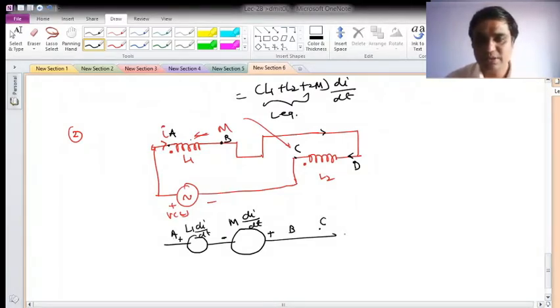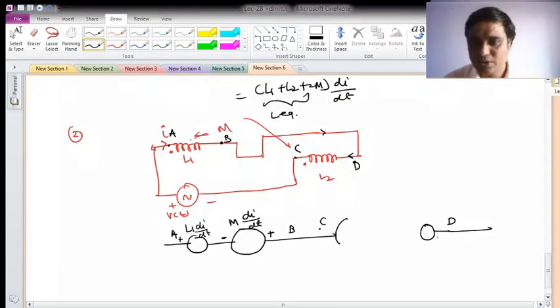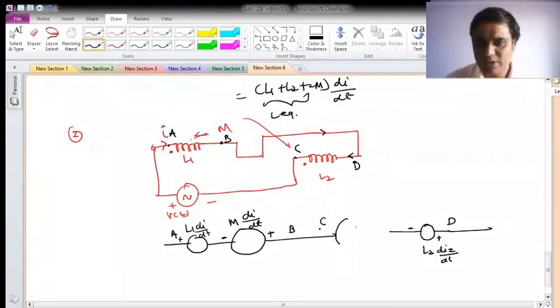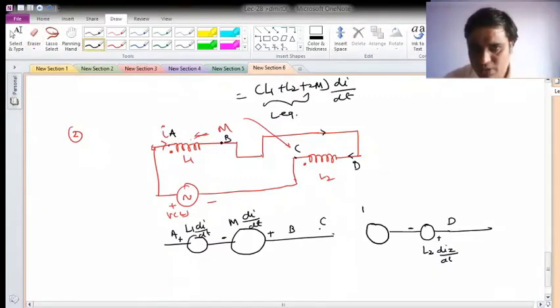Okay, now let us write for C and D. Now current is flowing this way, so this is the D side now. This will be positive and this will be negative because current is going this way, so it will be L2 di2 by dt, or simply di by dt. Then one more EMF will be induced whose value will be M di by dt.